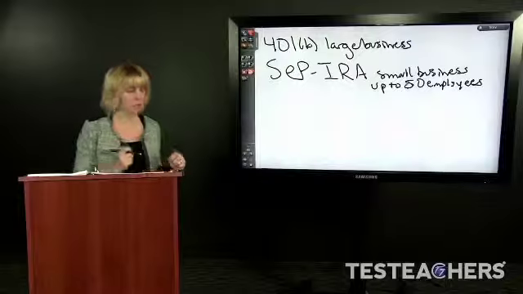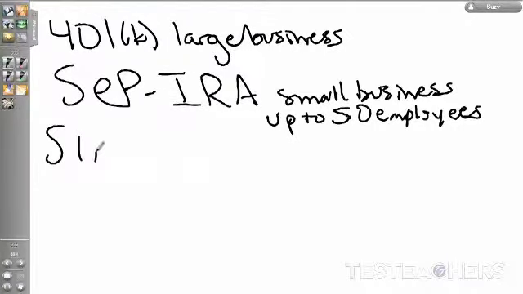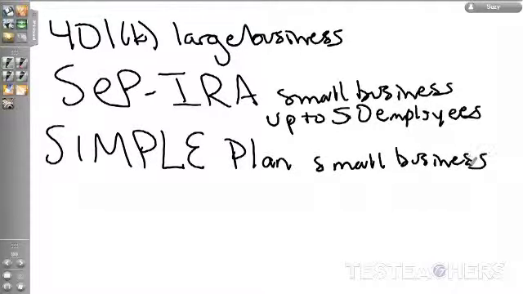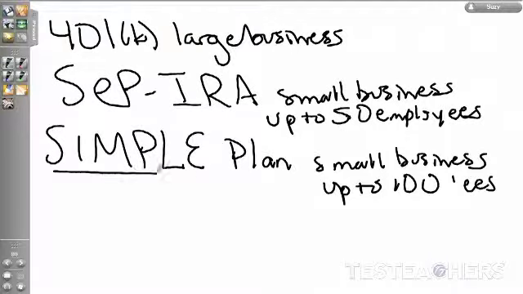So, small business. SIMPLE plans. SIMPLE stands for Savings Incentive Match Plan for Employees. SIMPLE plans are also for small businesses, but they can have up to 100 employees. So they're simpler to administer than 401(k)s. That helps me remember: small business. The SIMPLE has some things that are really unique to it.